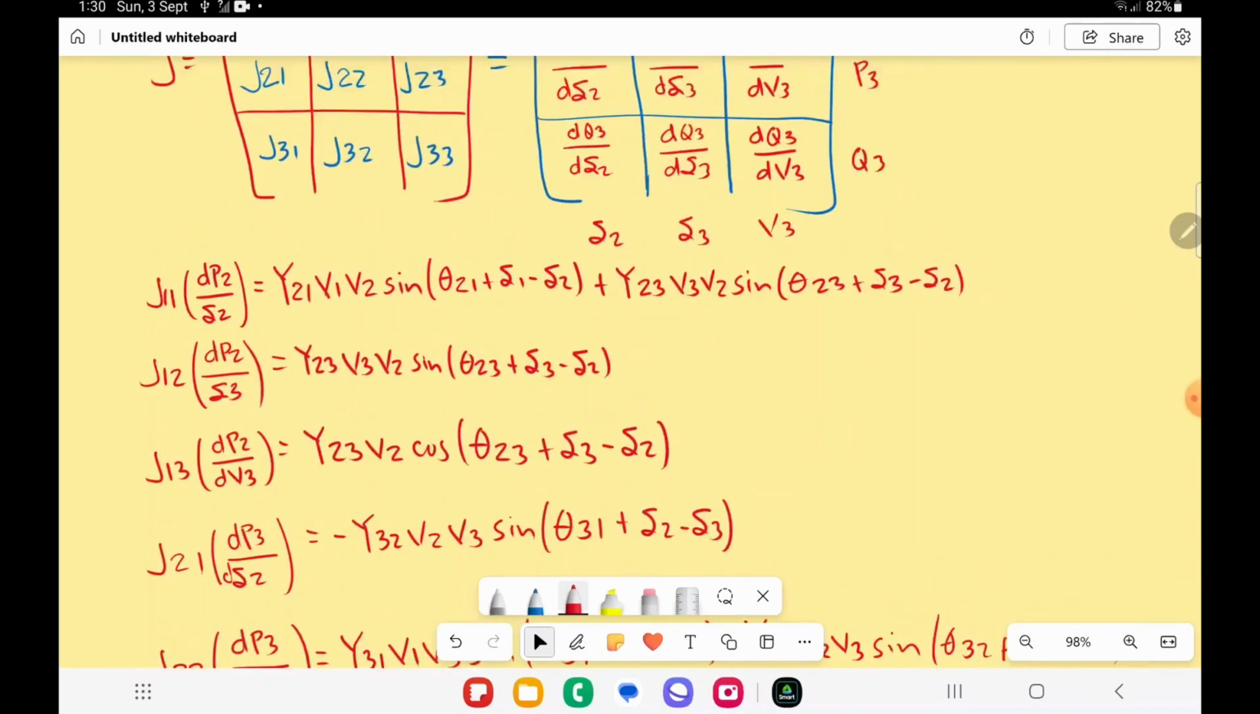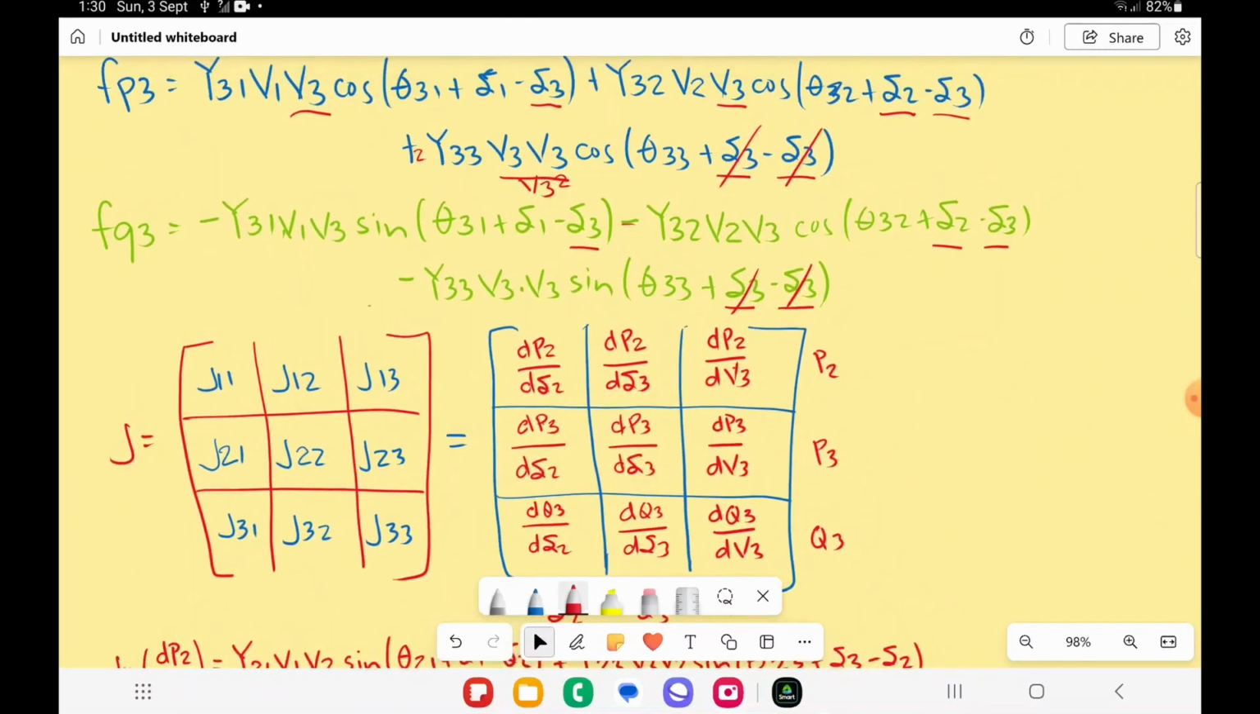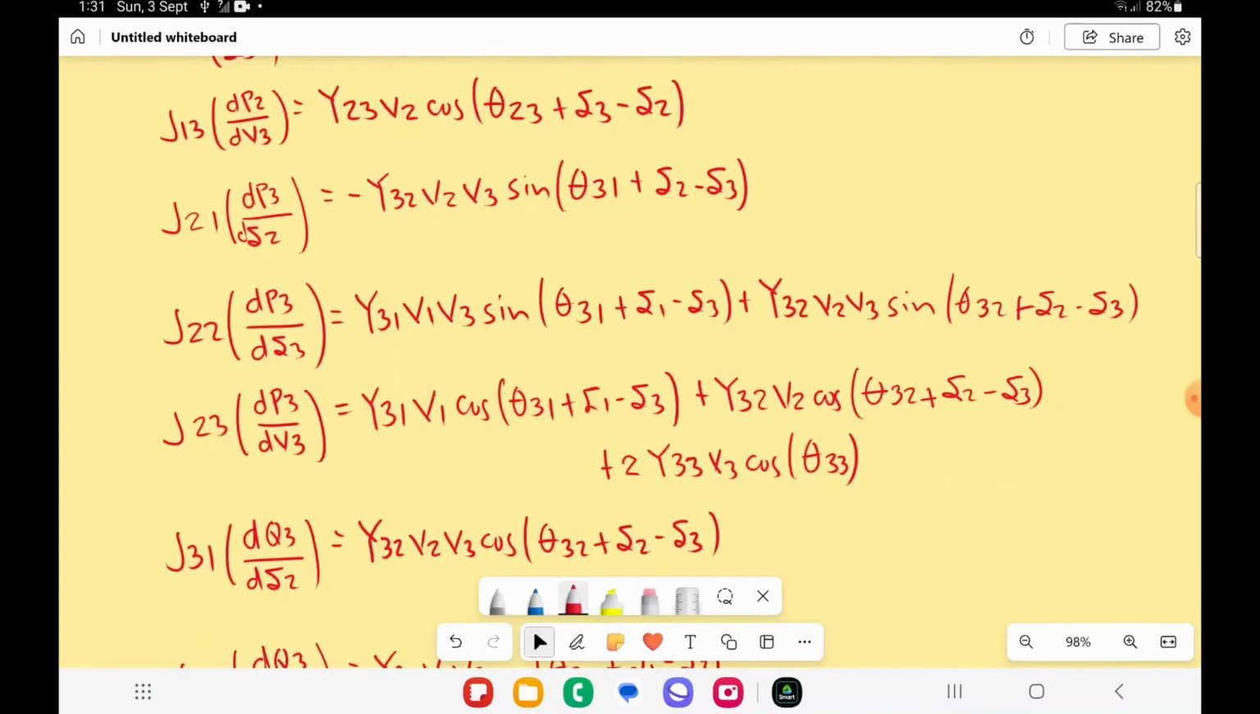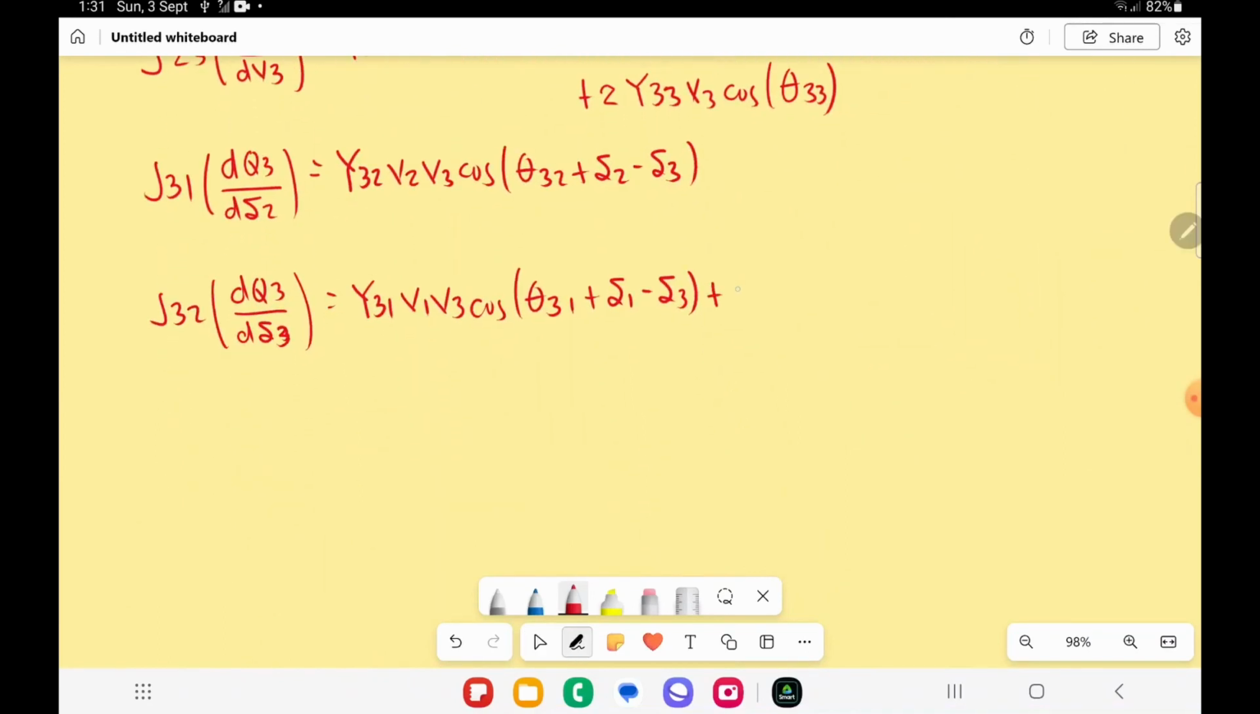So for the second term, we have delta 3 negative, positive y32 b2 b3. So plus y32 b2 b3 cosine theta 32 plus delta 2 minus delta 3.